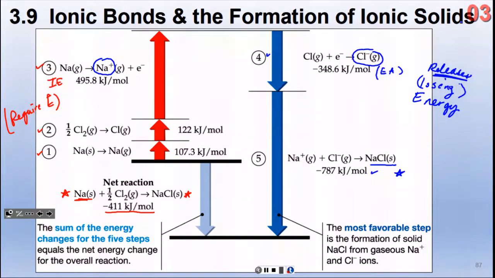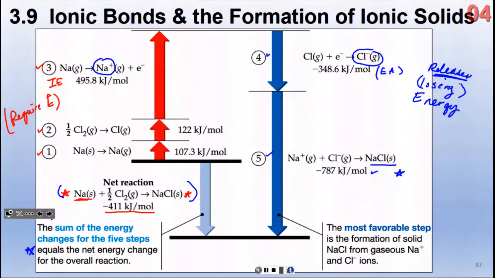Why on earth do people want to make all these calculations? Well, the sum of the energy changes for these 5 individual steps, numbered 1 through 5 here, equals the net energy change for the overall reaction of just making sodium chloride from sodium solid and chlorine gas. And so there's a theoretical way to do this, and there's a name for this process, and it has some interesting value, but we're not going to make you calculate one, so don't panic.